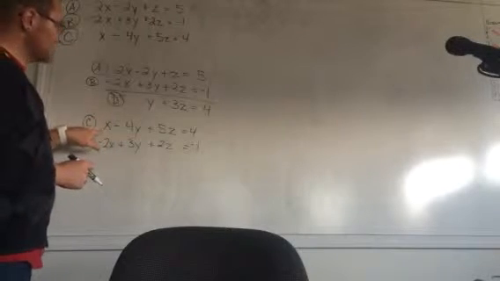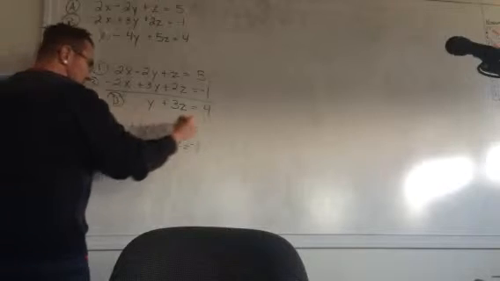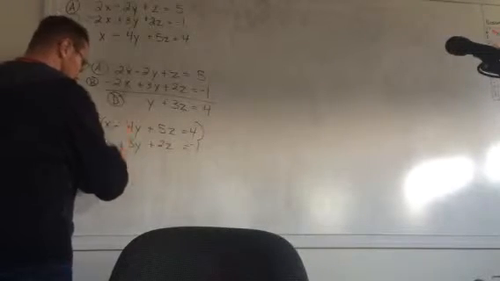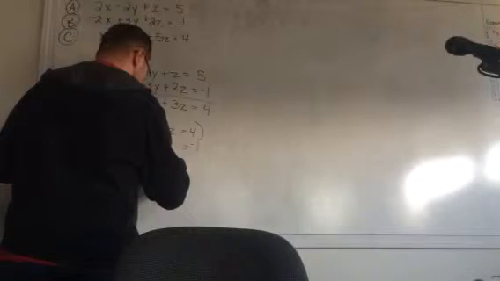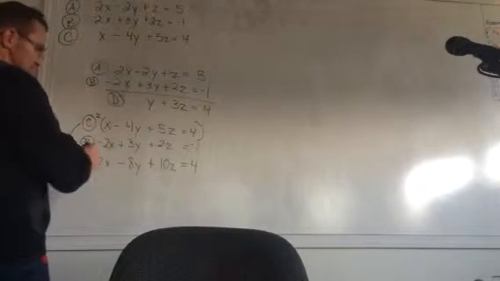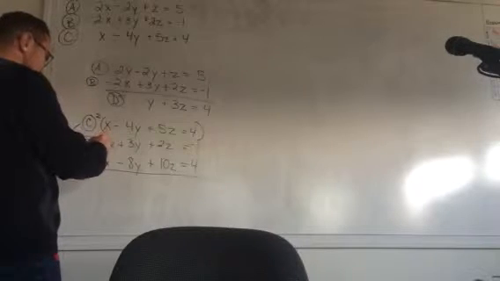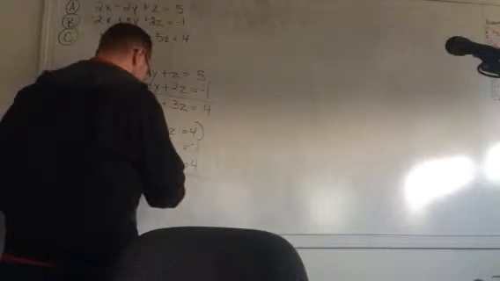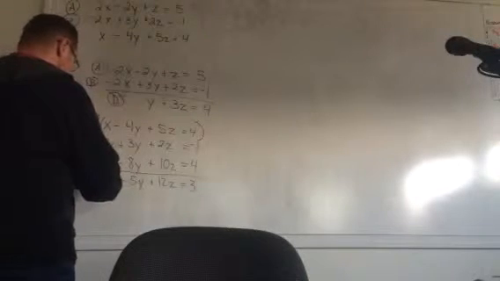So what I'm actually going to do is multiply this whole top equation so that the result will be the opposite of negative 2. In order to do that, I'm going to multiply the whole top equation by 2. That'll give me 2x minus 8y plus 10z equals 4. So this one is also C, it's just C multiplied by 2. Now I can do my linear combinations again, and this cancels out, and then I get negative 5y plus 12z equals 3. And this is now my equation E.